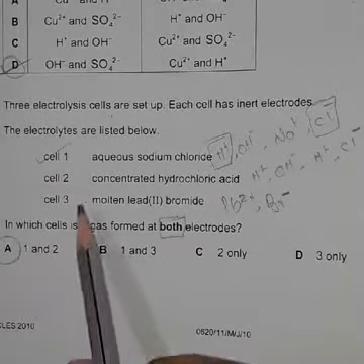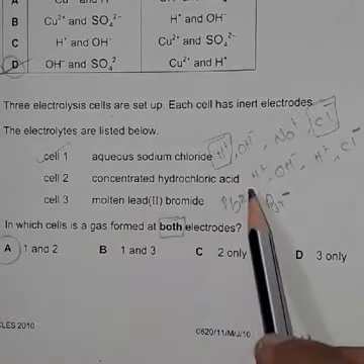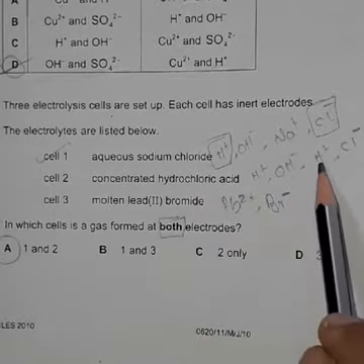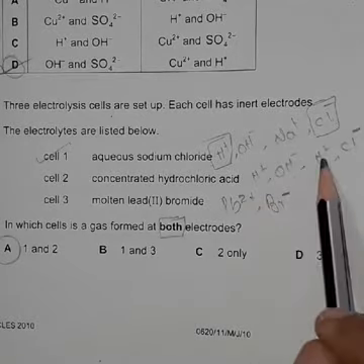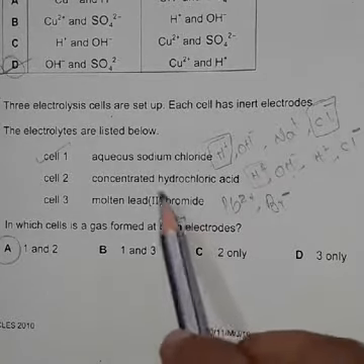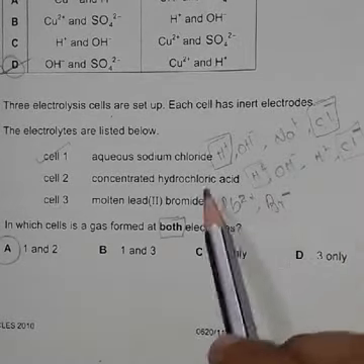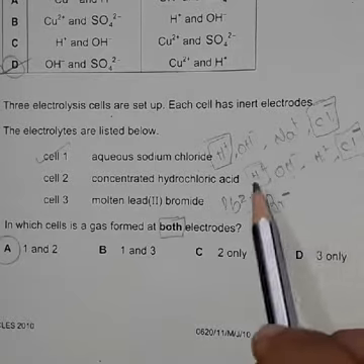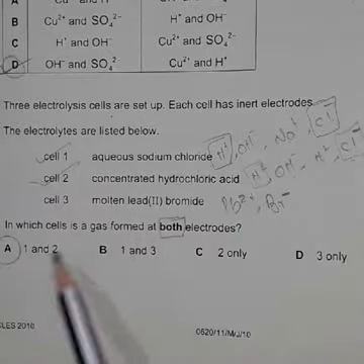Second one here, concentrated hydrochloric acid. Again, H+ and OH- from water, and hydrochloric acid means H+ and Cl-. So here hydrogen, H+. At the cathode there will be hydrogen gas. And since it is concentrated hydrochloric acid, we have to choose chloride. Chlorine will be formed at the anode, hydrogen and chlorine. So at both electrodes there will be a gaseous product.